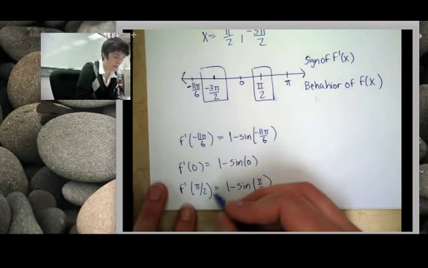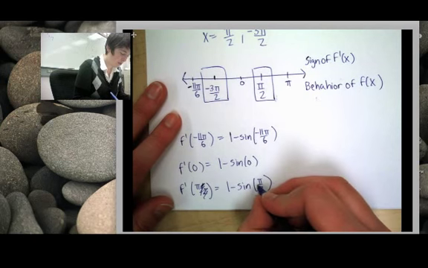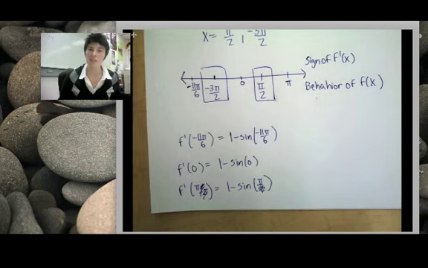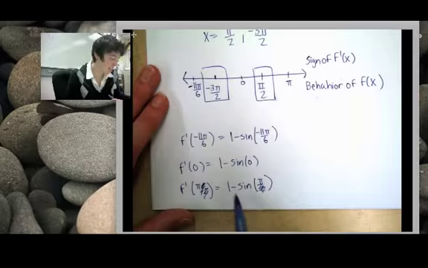Oh, not pi over 2. Pi. There we go. 1 minus the sine of pi. I knew something was off. You guys got to tell me these things, even though I'm on a DVD right now. Okay, so 1 minus the sine of pi.